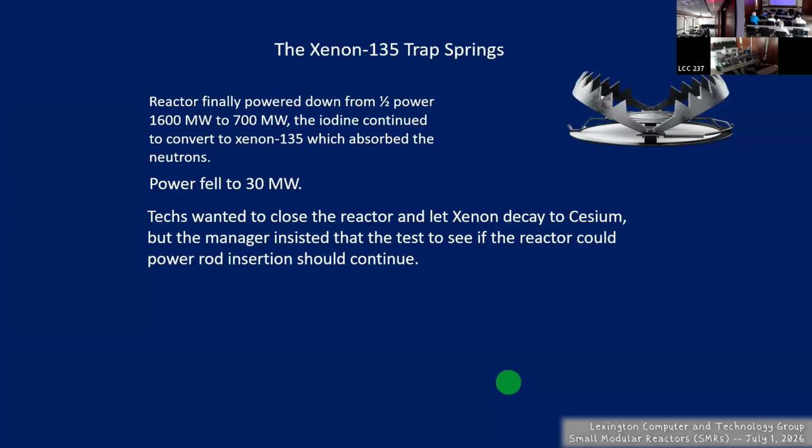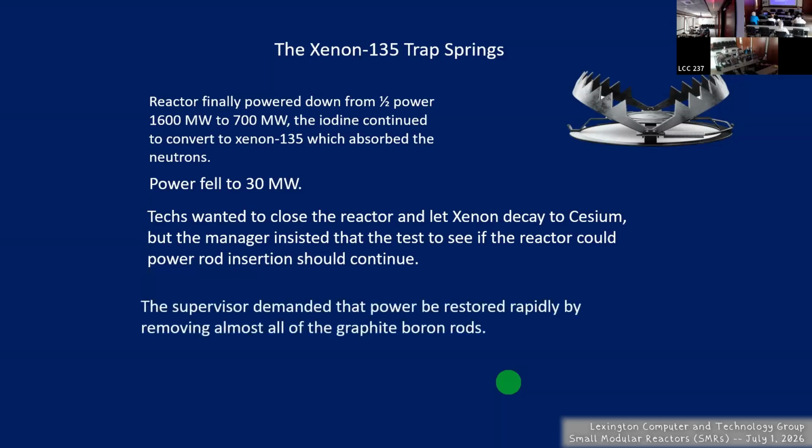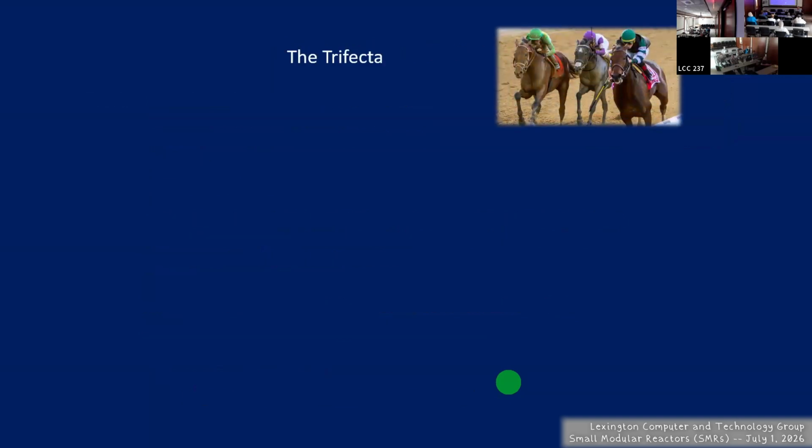Decay to cesium. But the manager wanted to call his superiors to tell them he had done the test as ordered and give them the results. So he insisted that the test continue, to see if the power rod insertion would work from the turbines. He insisted they go on and not turn the reactor off. He demanded that the power be restored rapidly by removing almost all of the graphite boron rods. They reduced the rods to 6. Regulations required a minimum of 15 rods in place. So they had the trifecta.